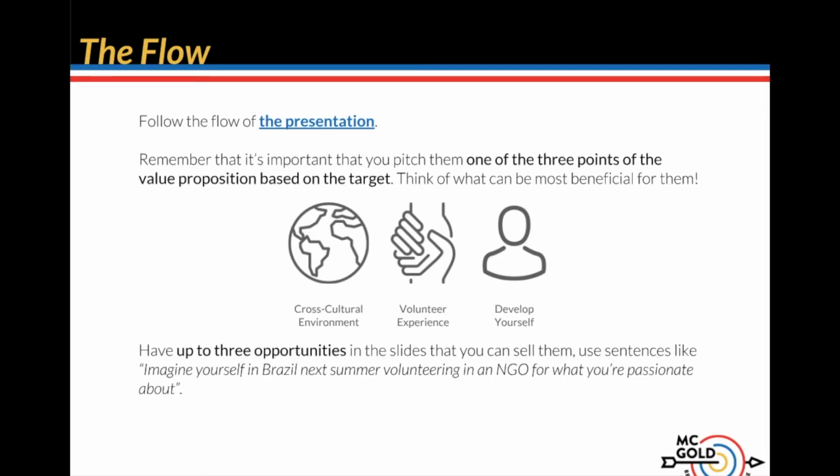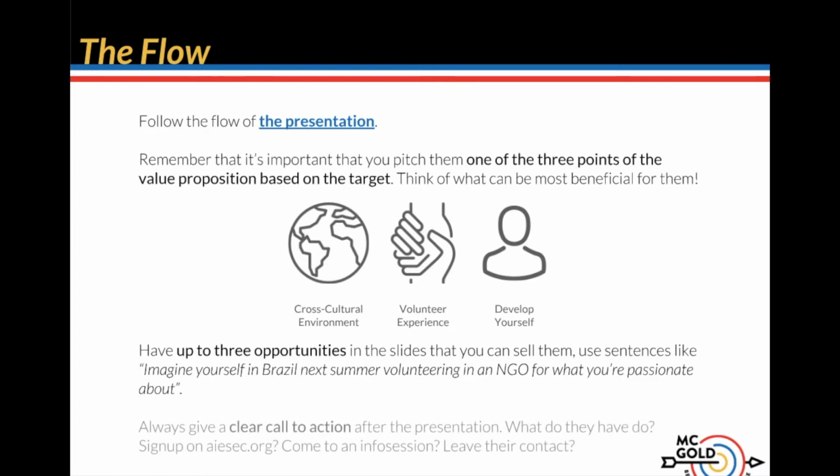If you give specific examples of what they can be doing over the summer, it's better than just saying, oh, you can go on a GV, because they can imagine exactly what it's going to look like. So just pick 3 projects based on what the target is, and you should be fine.